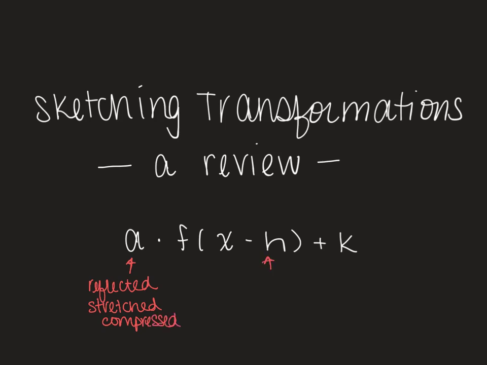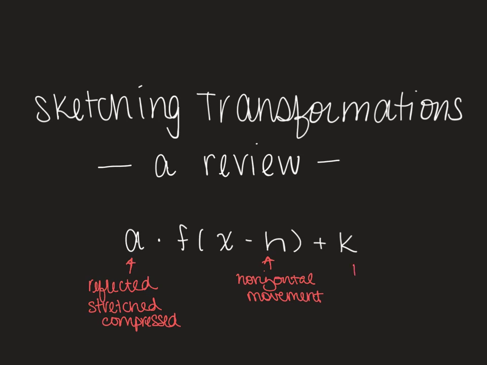H, the number on the inside, that always tells you about horizontal movement. And that means whether or not it's moving left or right. So the horizontal movement is always opposite of what you see. So if you see a -2, your graph is really moving to the right 2.